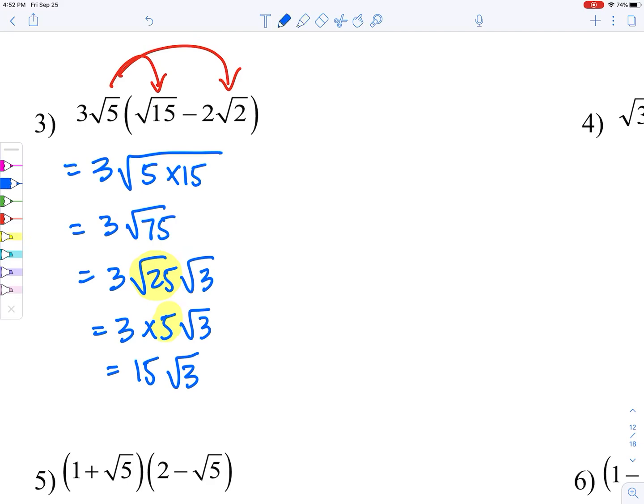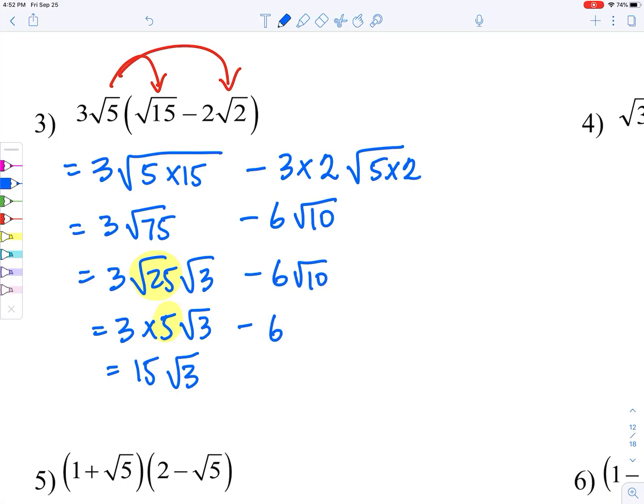My second distribute, the second red arrow, outside times outside is going to be 3 times 2, and inside is going to be 5 times 2. So I'm going to get 6 root 10, and that can't be simplified. We can't find a hidden perfect square inside of root 10. And so, root 3 and root 10, the radicands don't match, so we stop.